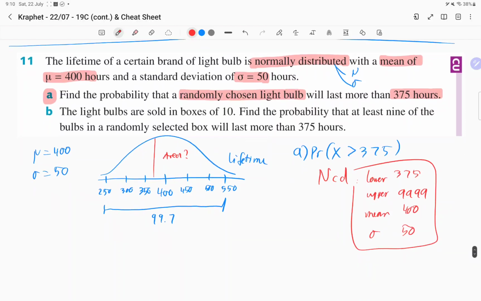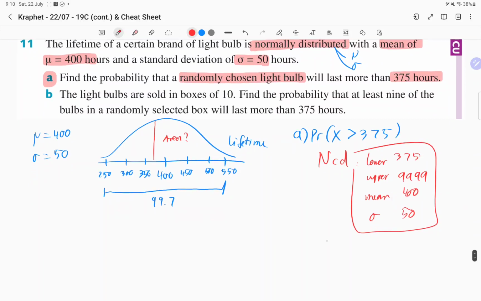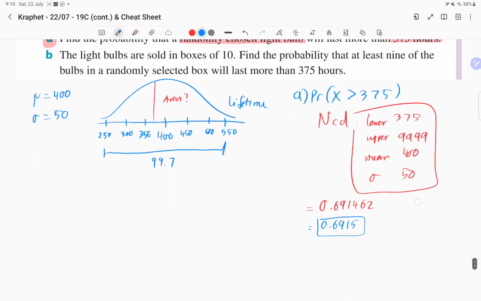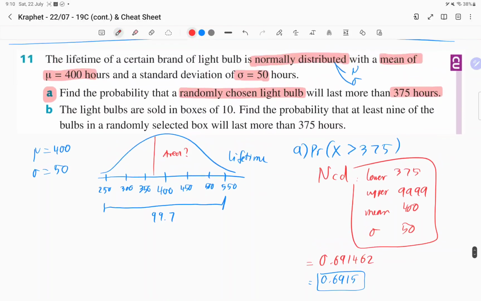0.6915. We want two more decimal places. It's actually 0.691462. Remember, you always write more decimal places and then the 5 decimal place version, because later on when we need to use this, we have to use the more decimal place version. Okay, so question A is easy.